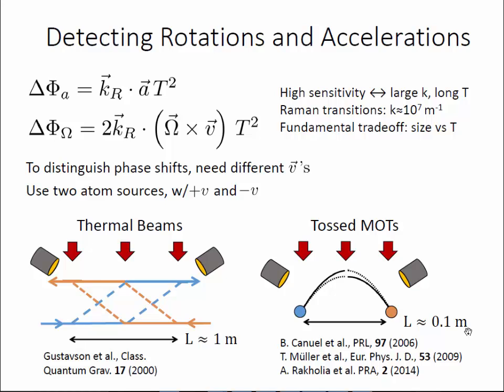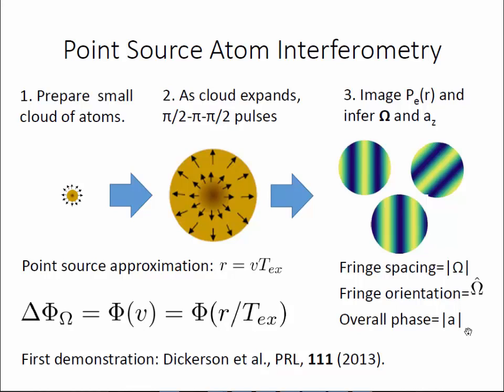And so we've been interested in a new technique that offers a way to distinguish these two phase shifts with a single cloud of atoms. That's the technique that's been called point source atom interferometry by Mark Kasevich's group. To see how it works, imagine that you've got a small cloud of atoms that contains a range of initial velocities. Ideally, the cloud would be infinitely small. It would be a point source in space.